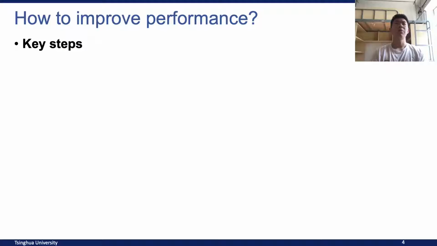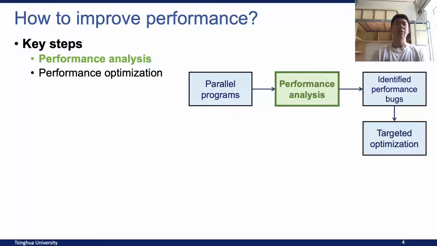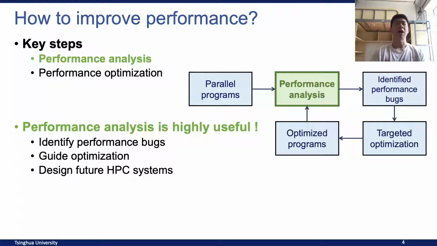So, how to improve performance? There are multiple steps. First, we do performance analysis on parallel programs and identify performance bugs. Then, we apply optimizations on these performance bugs to get an optimized program. Then, we repeatedly perform these steps until the programs achieve high performance. Performance analysis is one of the key steps, and it is highly useful. It can help identify performance bugs, guide optimization, and also design future HPC systems.